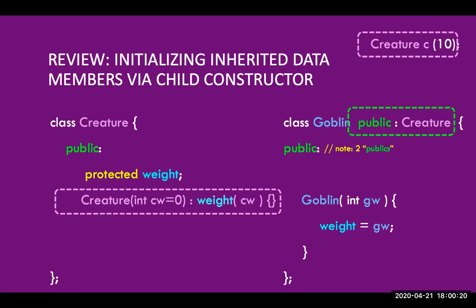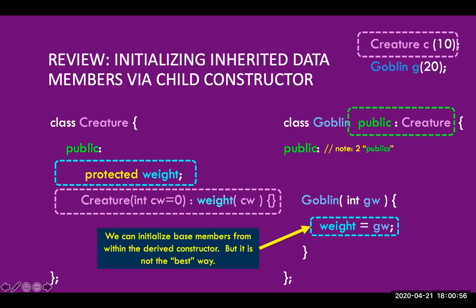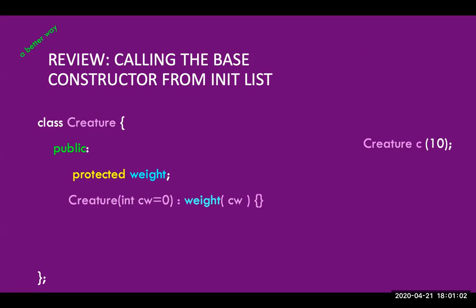So we said we can, if we want, access this protected weight member in the implementation portion of the Goblin's constructor. That's okay. So if somebody wants to create a goblin of a certain weight, they could pass in the value in the constructor, and we can assign it that way. But we said that we still have to have default construction for our base class. And the reason is because it's always going to get called unless we call it explicitly. So we can do that. It's just not the most ideal way to do it. We'll review the better way. Okay, so here's calling the constructor from the constructor list.